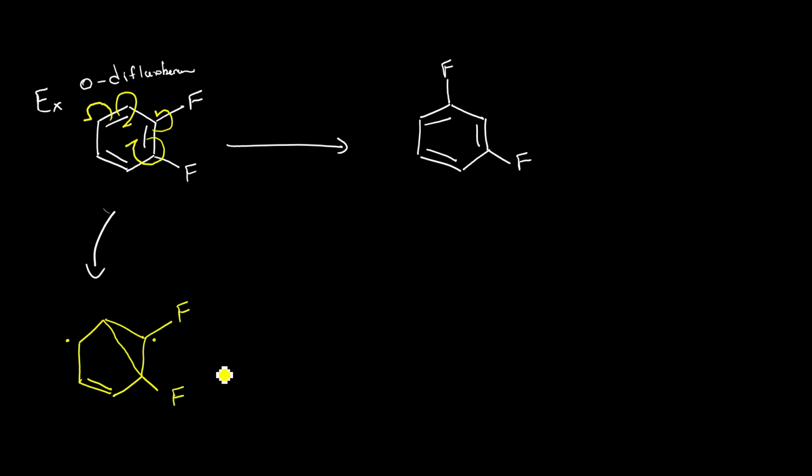And then the next step, join two radicals back again to form a new bond between this carbon and this carbon. So here we have the structure. Now we are halfway through, right?